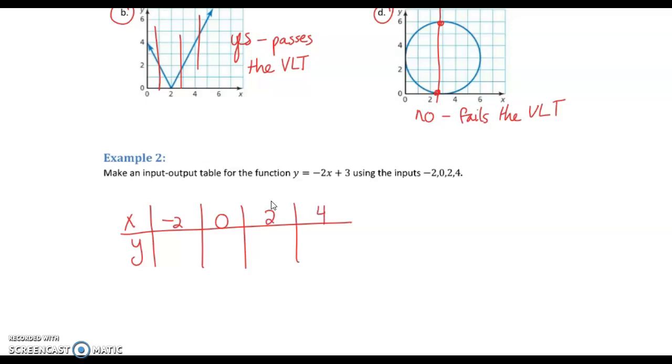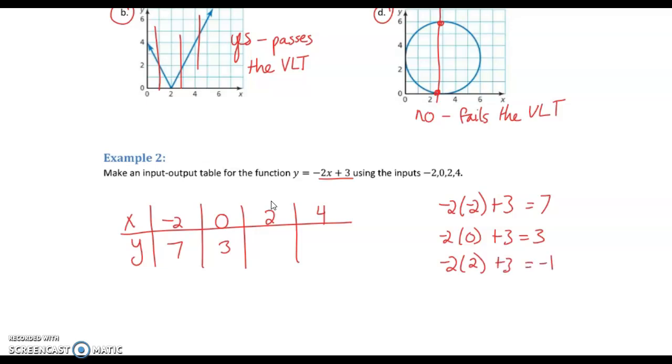And what you do is you can use a calculator and you just plug in your first input where x is. So right here, here's your equation. So x is -2, I'm plugging it in. And so then if you use a calculator, you're going to find out that that's 7. Now do it again, but plug in 0. And that's 3. Do it again, but plug in 2. And that's -1. And do it one more time, but plug in 4. Feel free to use a calculator for this. And that is -5. And that is an input-output table.